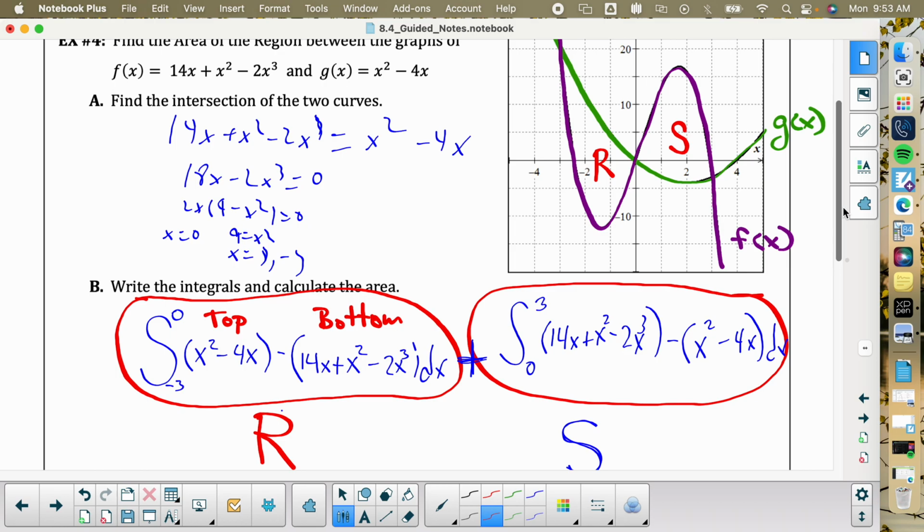And so we purposely went from x equals -3 to x equals 0 as section R. That's the first integral we write. The second integral, S, would be from 0 to 3. And then you just make sure that you write the correct top equation minus the bottom equation.